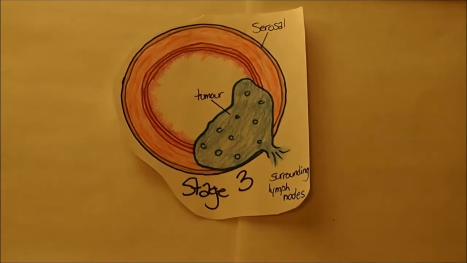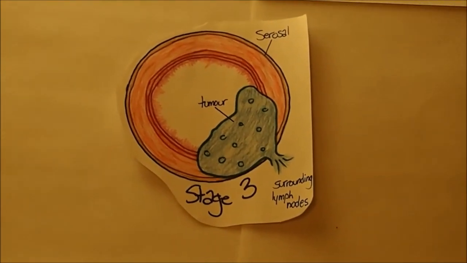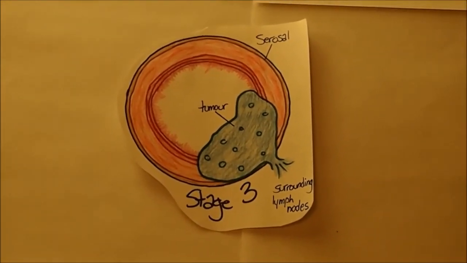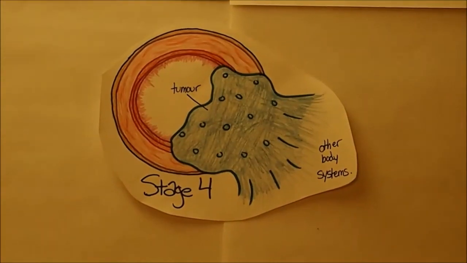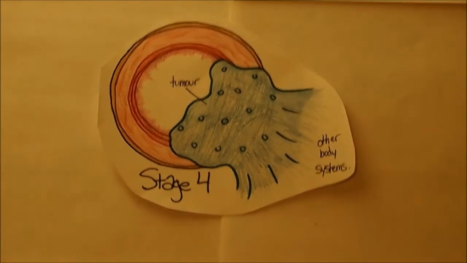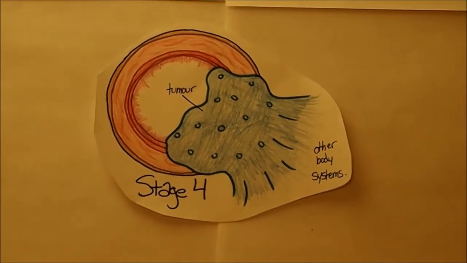Stage 3 is when the tumor spreads to the serosal layer and regional lymph nodes. The survival rate is 30 to 50%. Stage 4 is when the tumor spreads to adjacent organs, therefore it is metastasizing.